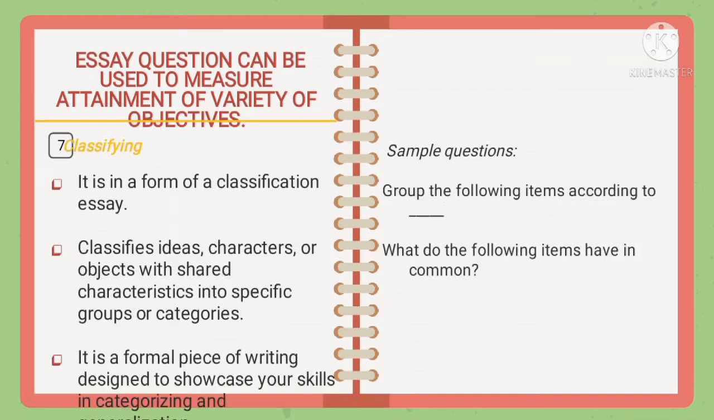So number 7 is classifying. So what is classifying? It is a form of classification essay. It classifies ideas, characters, or objects with shared characteristics into specific groups or categories. It is a formal piece of writing designed to showcase your skill in categorization and generalization. A sample question is: group the following items according to blank. What do the following items have in common?